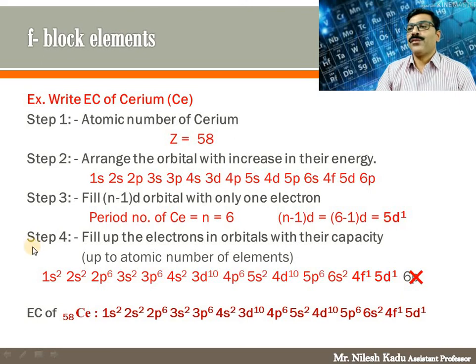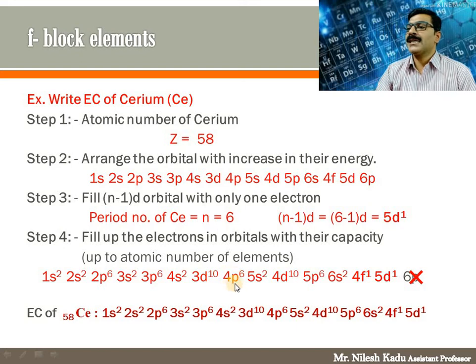Now the 4th step. In the 4th step you have to fill the remaining electrons on the basis of their capacity, which is equal to the atomic number of the element. Now let us see the 1s orbital. 1s contains 2 electrons, then 2s again contains 2 electrons, then 2p contains 6 electrons, then 3s contains 2 electrons, 3p contains 6 electrons, 4s contains 2 electrons, 3d contains 10 electrons because the d orbital has a capacity of 10 electrons.